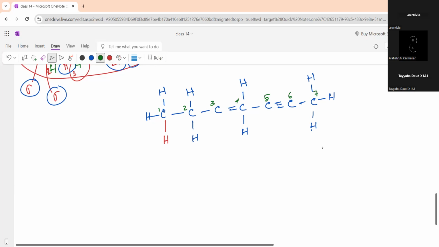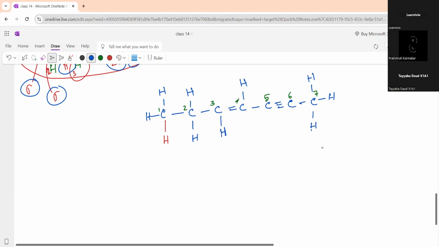Now say what we need to do. In the fourth carbon, you have to remove one extra hydrogen. And for the third one, you have to add one hydrogen. Okay, very good. You are absolutely correct.